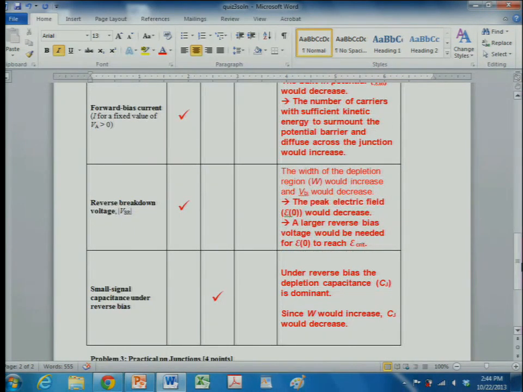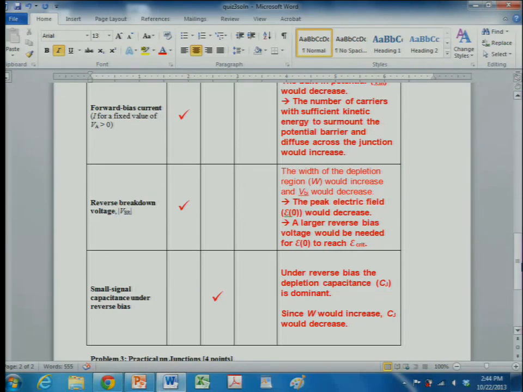Okay, reverse breakdown voltage. If a junction is more lightly doped, you actually end up dropping less voltage for the same applied bias. But also more importantly, the depletion width is larger, so you're dropping comparable voltage across a larger area, so the electric field is lower. So that means you need to apply even more voltage to get the electric field high enough to break it down. Okay, so those are the two parts to the explanation.